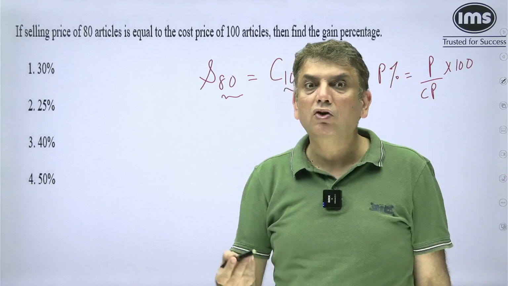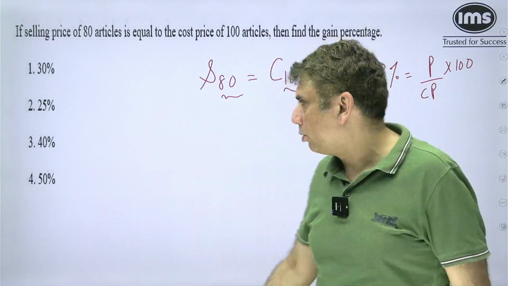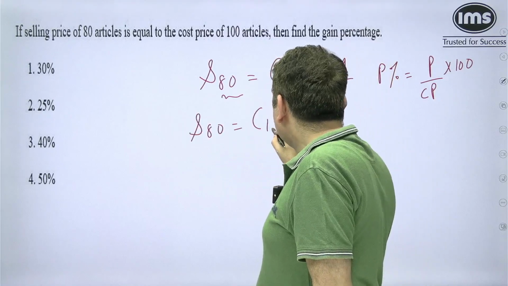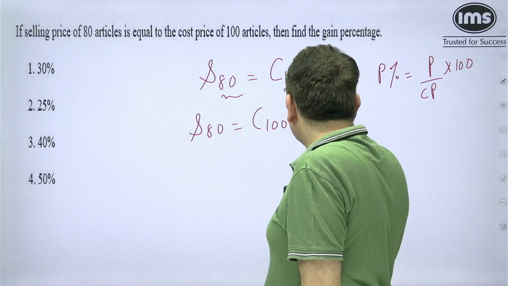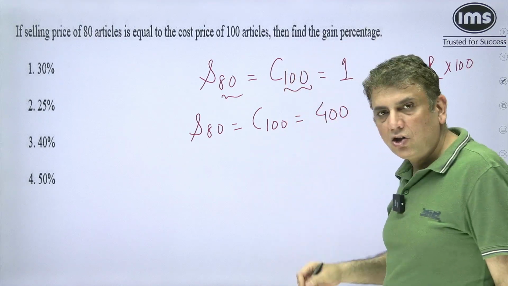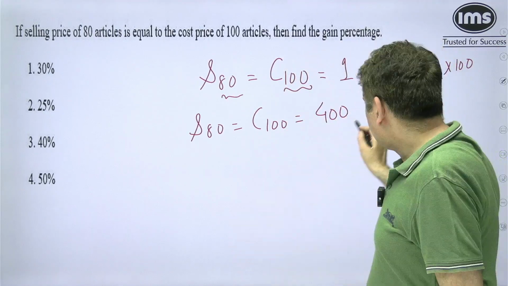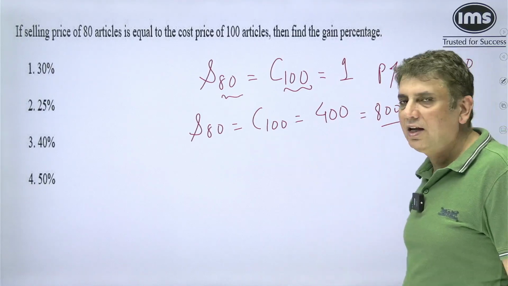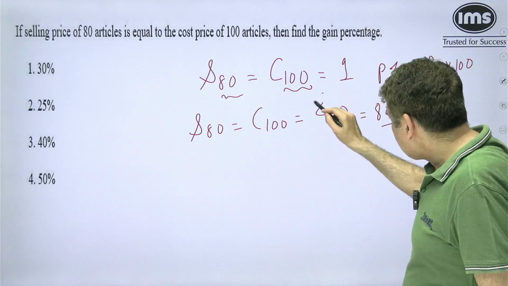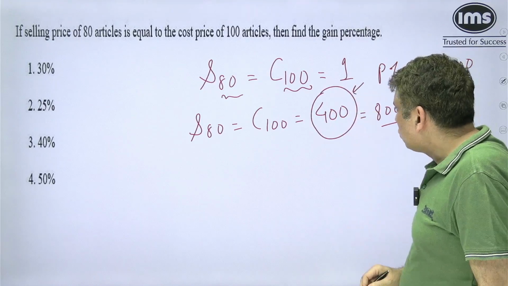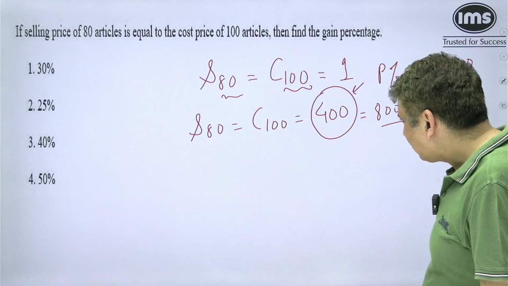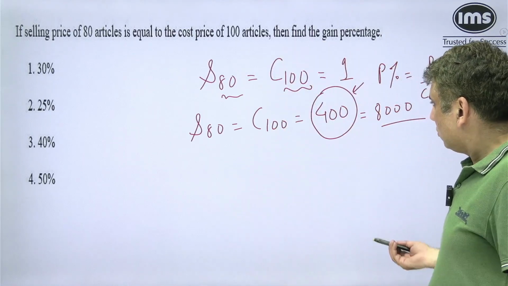This is one method. Another method is to find a number which is a common multiple of 80 and 100. And the best way would be to find the LCM, the least common multiple of 80 and 100. And the least common multiple of 80 and 100 is 400. You can suppose this as 8,000 also, because 8,000 is a multiple of 80 as well as 100. But the best possible number to suppose would be 400, which is the LCM of 80 and 100. Right? Okay. Now this is best.